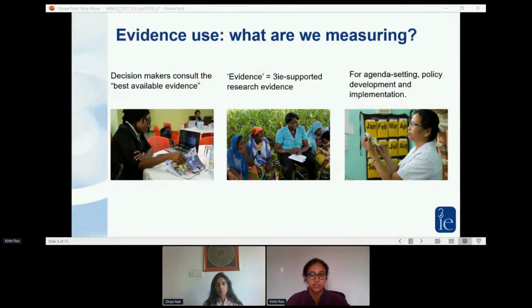In the context of our measurement, what we mean by evidence is 3ie-supported research evidence, including from impact evaluations, systematic reviews, and evidence gap maps, among others. We shorten these to IEs, SRs, and EGMs, so I'll keep lapsing to that short form. We require these to be produced keeping relevance, usability, and quality in mind.